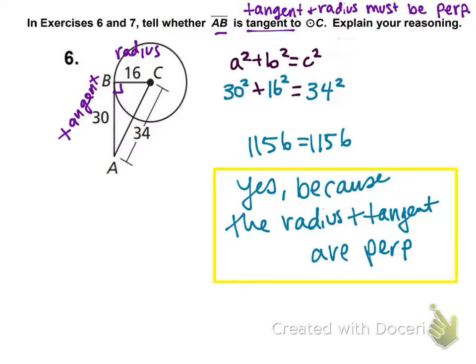All right, so how would we know if AB is tangent? It needs to be perpendicular to the radius, right? Which are we calling the tangent? AB or BA. And then which would be the radius? CB. So we want to see if there's a right angle there. We do that by the Pythagorean Theorem. So you'd plug in. This ends up being yes, because the radius and the tangent are perpendicular. So there's that question.